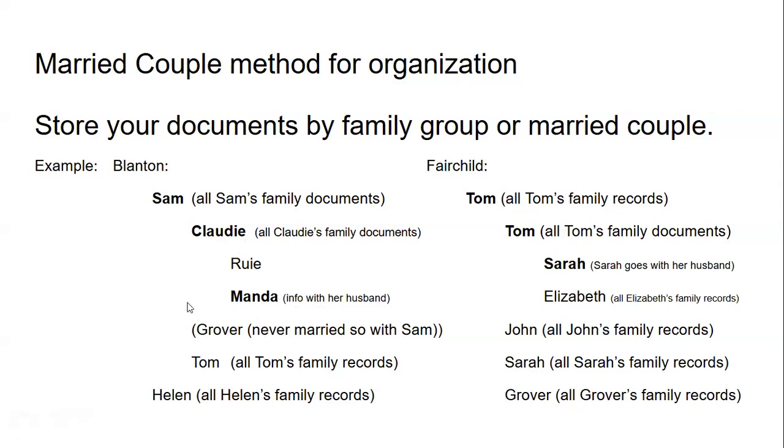Now, if we go back up here, Sam had another son named Grover. He was never married, so I left all of Grover's information with Sam. He did move out, lived on his own, all that kind of stuff, but he never got married, so I don't have a family group sheet for him. I didn't give him a folder, and he just kept all that information with Sam. And then Tom had his own folder, just like Claudie, and moved on.